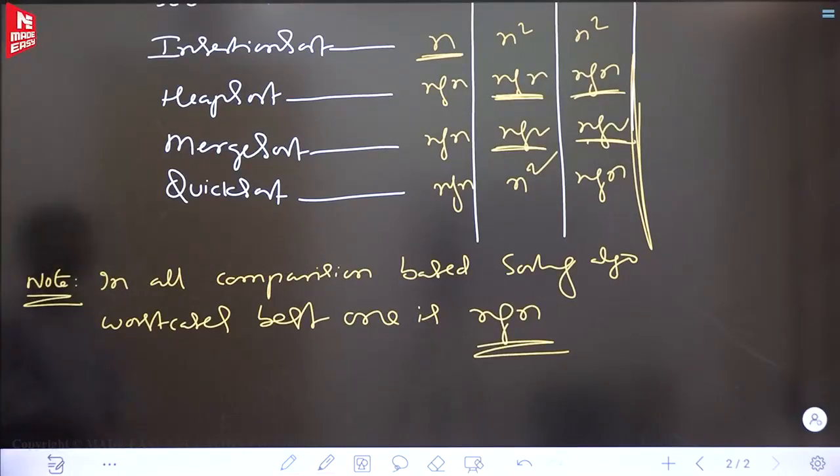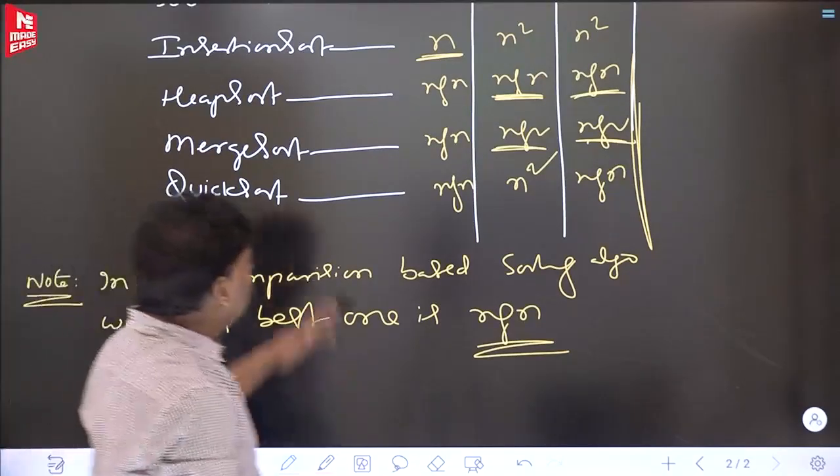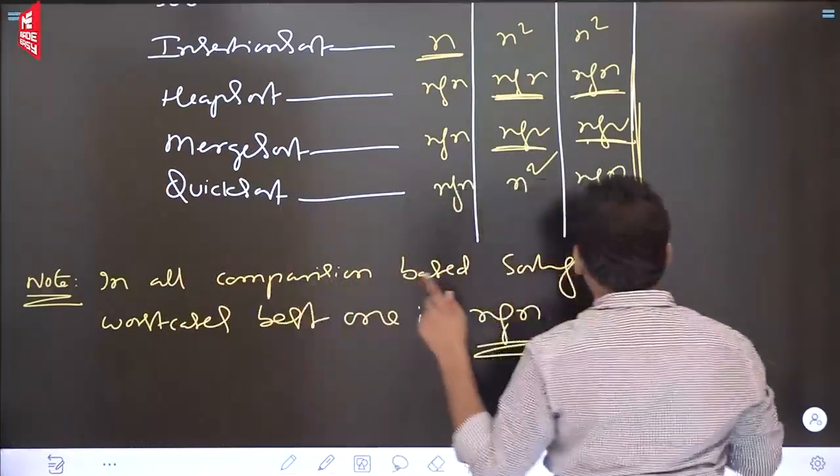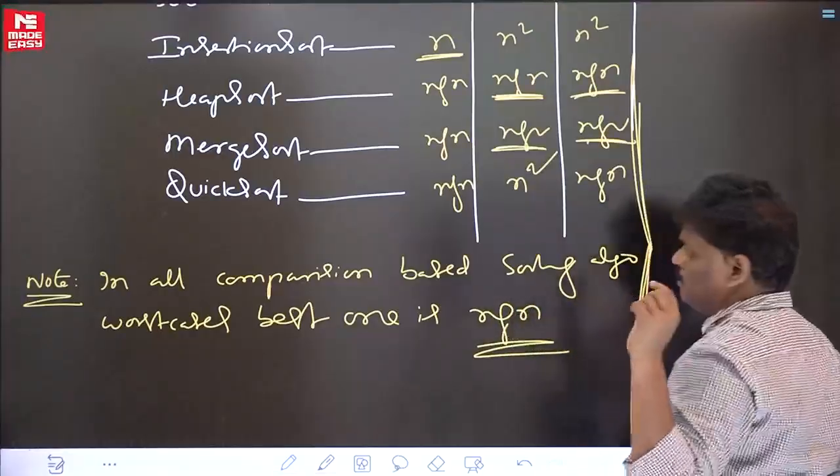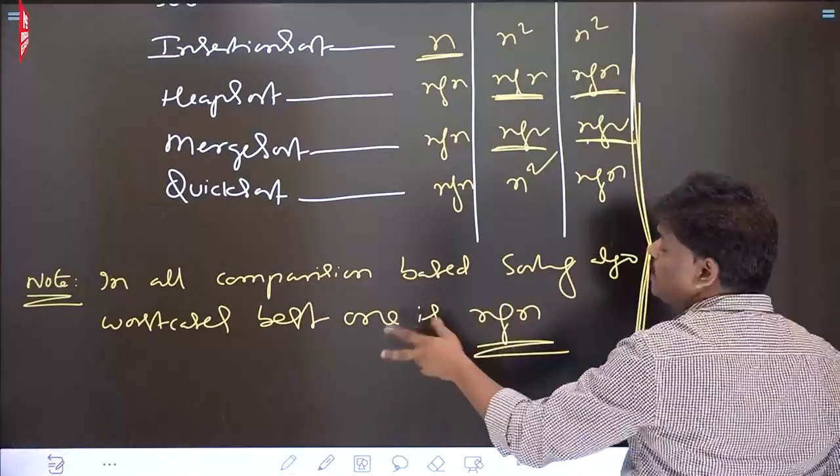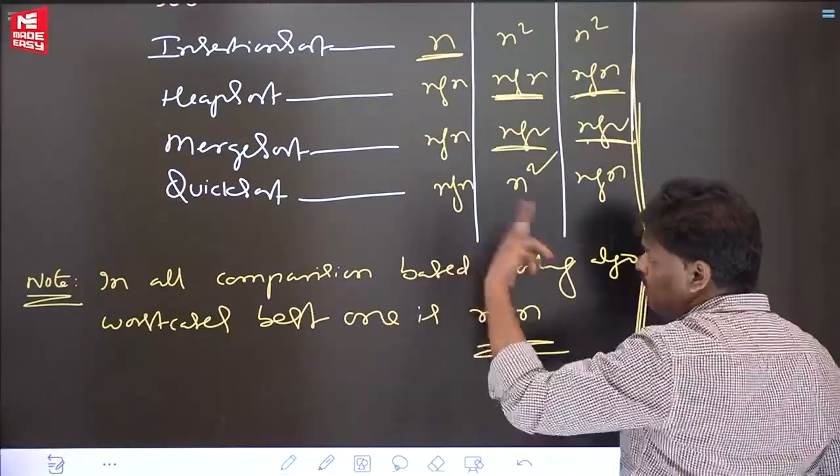Who will give that? Maybe heap sort, maybe merge sort. These two. In all comparison based sorting algorithms, worst case time complexity, best one is n log n. Who will give that? Heap sort and merge sort. This is the note they already asked in the previous papers. They may ask in another way also.